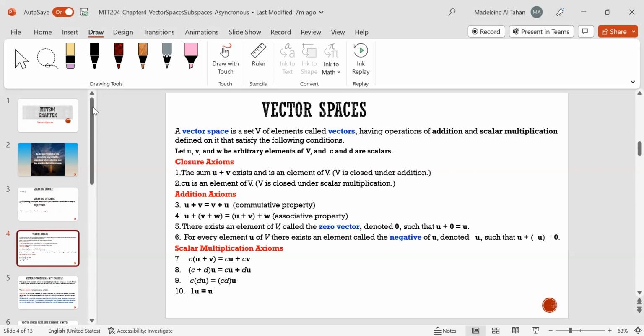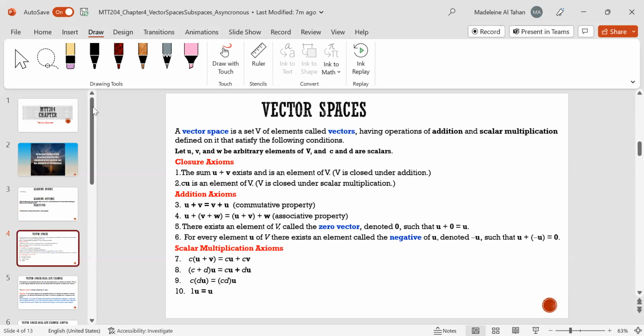The closure axioms mean that if we add two elements inside the space, the result should also be inside the space. And the scalar multiplication also should stay inside. Also, the commutativity property. It means that if we add the first vector to the second, and someone in Australia adds the second to the first, we should get the same answer. The associativity property: if we have three vectors, we need to add them, u plus v plus w.